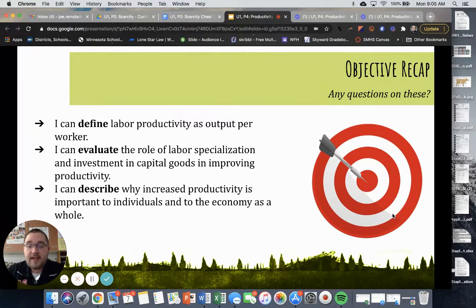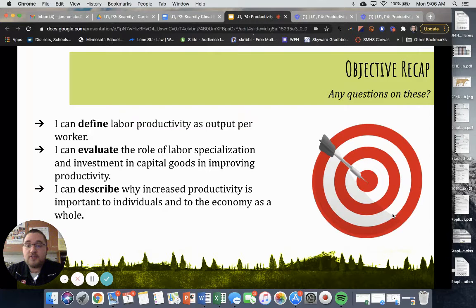So hopefully now you can define labor productivity as output per worker. We can evaluate the role of labor specialization and investment in capital goods as improving productivity. So again, if we specialize in our labor, become very specialized in doing one specific task, we are going to increase our productivity. And if we invest in resources and technology to increase our efficiency, of course, we're going to increase our productivity overall.